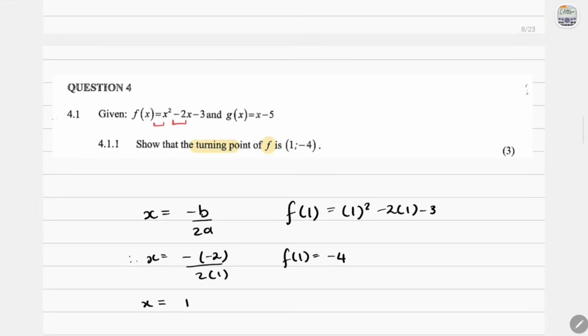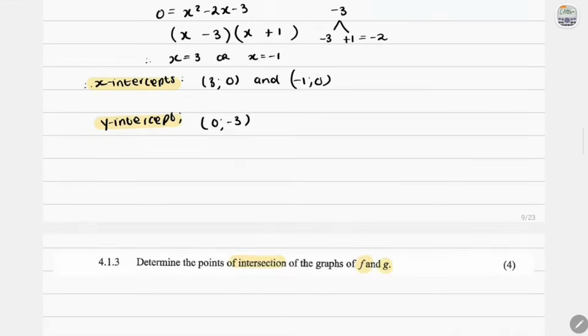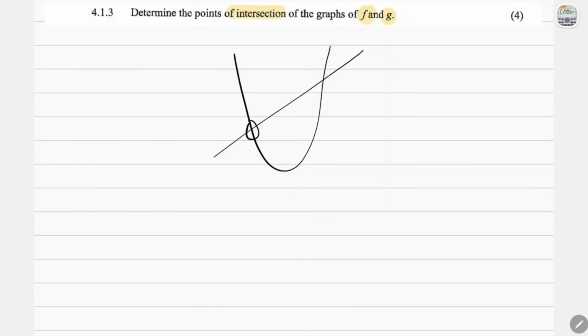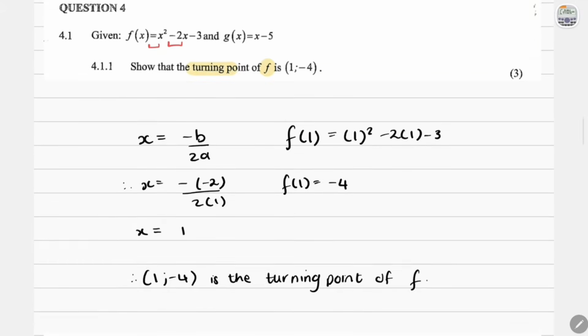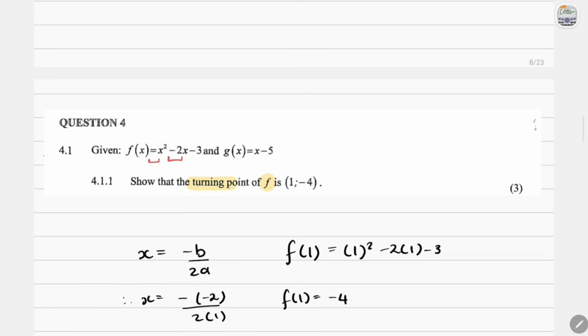Question 4.1.3, they say, determine the points of intersection of the graphs of f and g. Okay, so one is a parabola, one is a straight line. If you have a parabola and a straight line, to find out where they intersect, this would be where their x and y value are exactly the same. So we're simply going to equate these graphs, or make f of x equal to g of x.